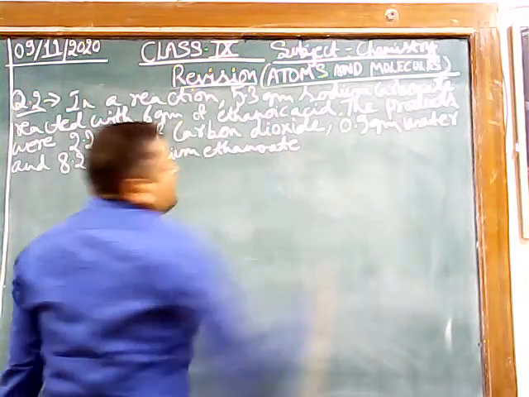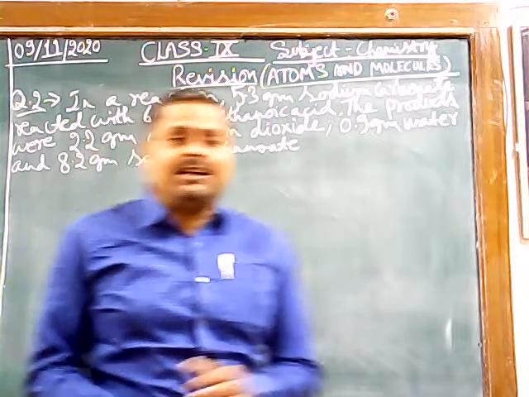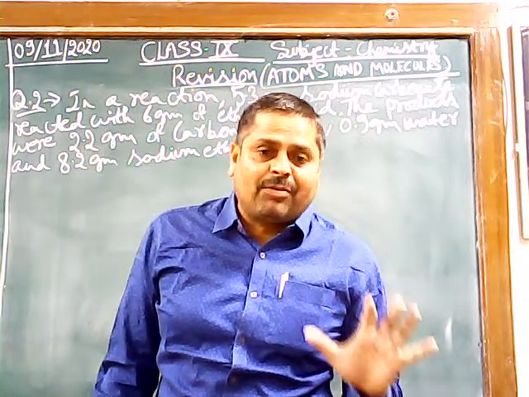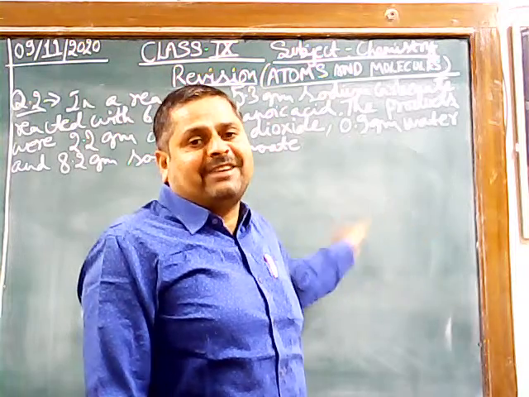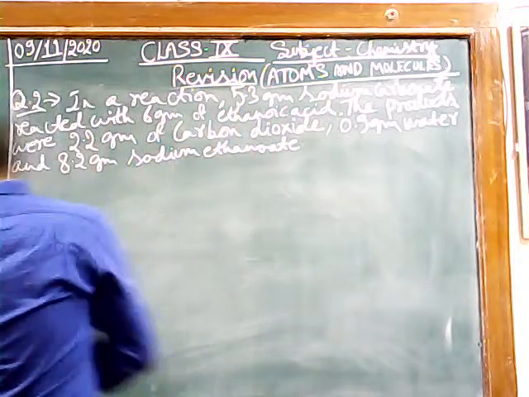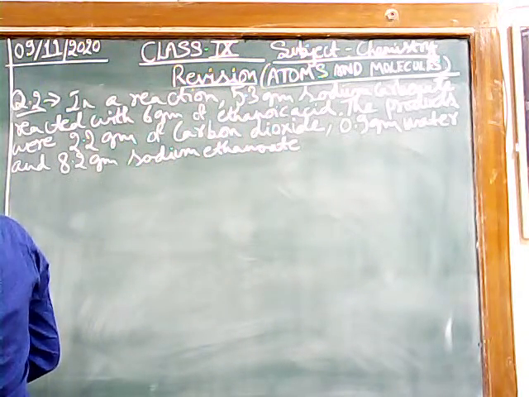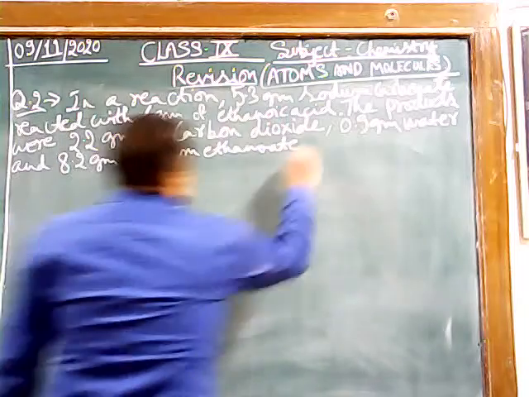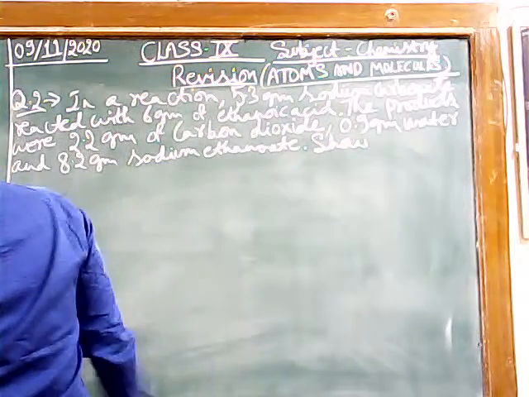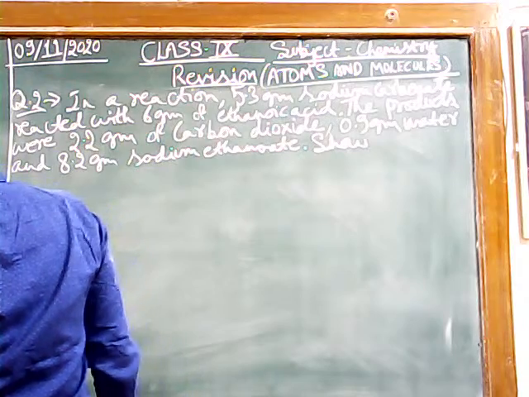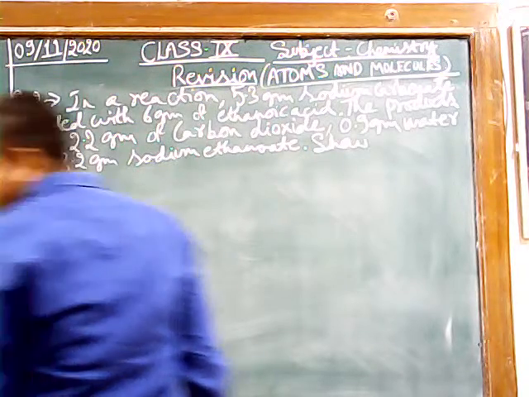Children, this question will test your skills of chemical formula. You have to write the chemical formula of the substances that are mentioned in this question. Okay? Sodium ethanoate. Now they are to show that these observations are in agreement with the law of conservation of mass.